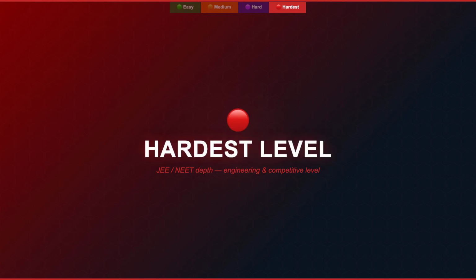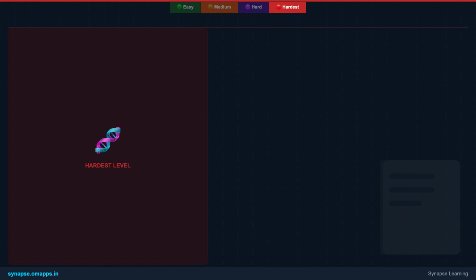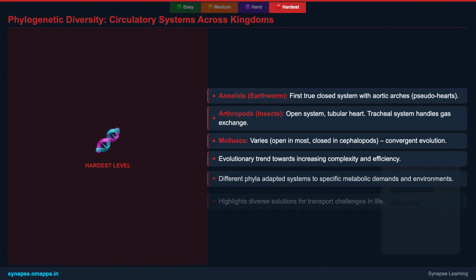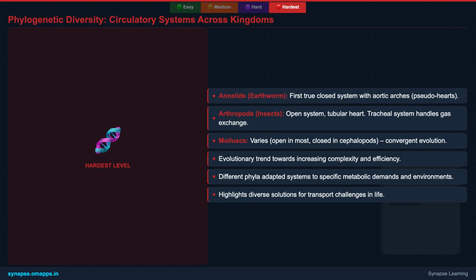Let's explore the competitive depth, intricate mechanisms, and engineering insights within circulatory pathways. This is NEET-level mastery. Let's trace the phylogenetic trends in circulatory systems, a journey reflecting increasing complexity and efficiency. Annelids, like the earthworm, showcase the earliest true closed system. They lack a centralized pumping heart but possess 5 pairs of aortic arches that act as contractile vessels, pushing blood through dorsal and ventral vessels.